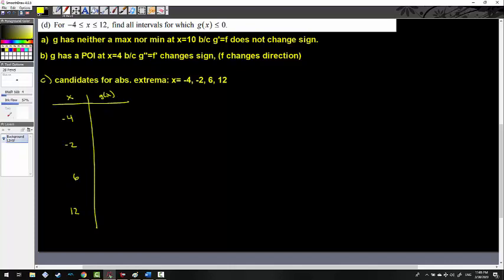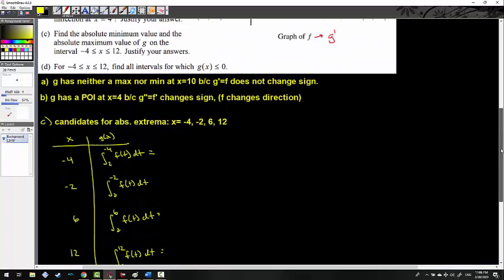Well, remember the relationship. The relationship is g of x is the integral of something, right? So this would be the integral from 2 to negative 4 of f of t dt. This would be the integral from 2 to negative 2 of f of t dt. This is the integral from 2 to 6 of f of t dt. And this is the integral from 2 to 12 of f of t dt. So how do we find these integral pieces here? Well, the integral pieces are really just the summations of the areas between the curve and the x-axis.